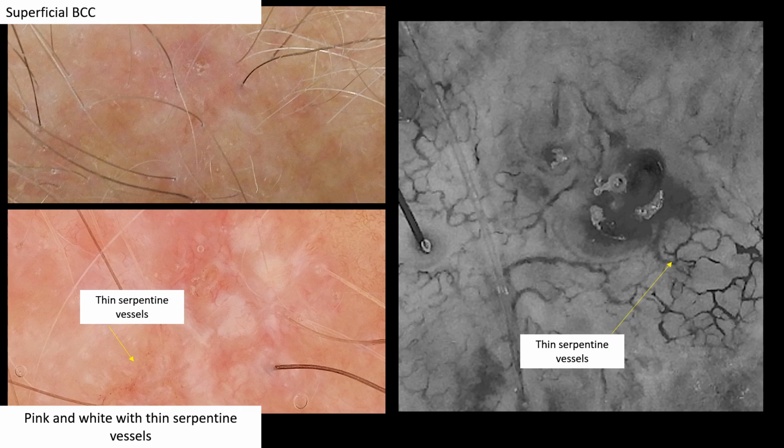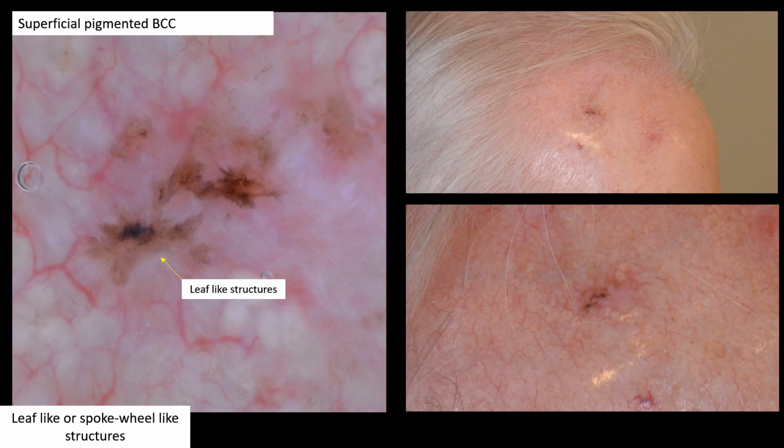In this case, again, clinically and in the typical polarized or non-polarized mode, very, very difficult. Some suggestions of some fine vessels. In the near ultraviolet light mode, here we can see these beautiful serpentine branch vessels, another superficial basal cell carcinoma. Different pattern with this pink lesion with some brown speckling. Dermoscopically, an easy diagnosis with these beautiful leaf-like structures.